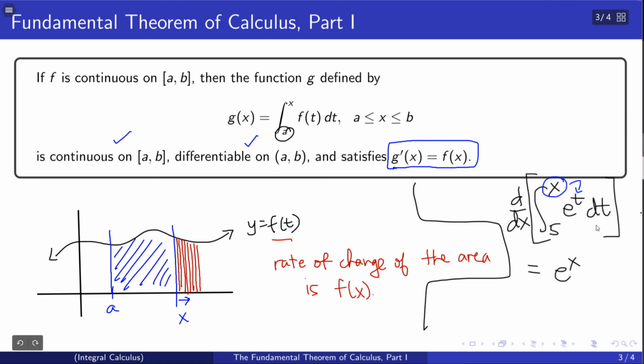And it kind of makes sense here that 5 does not really make a difference. I can change this to 5,000 and the result will still hold. It's still e to the x, in the sense that where you start, this a doesn't really matter. It doesn't really affect what the rate of change is exactly at x.